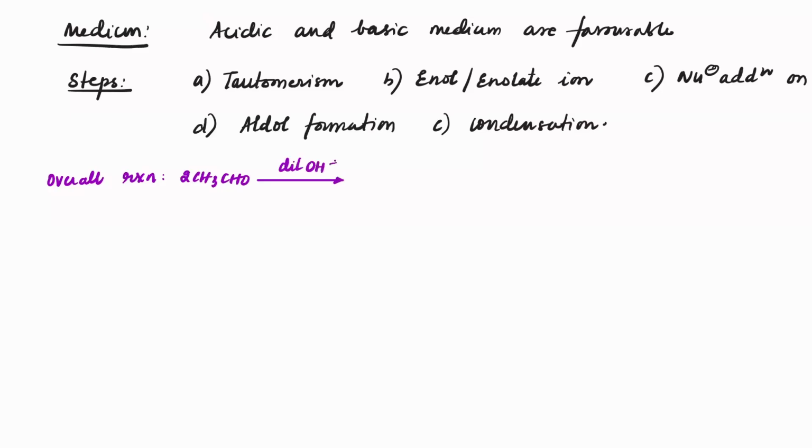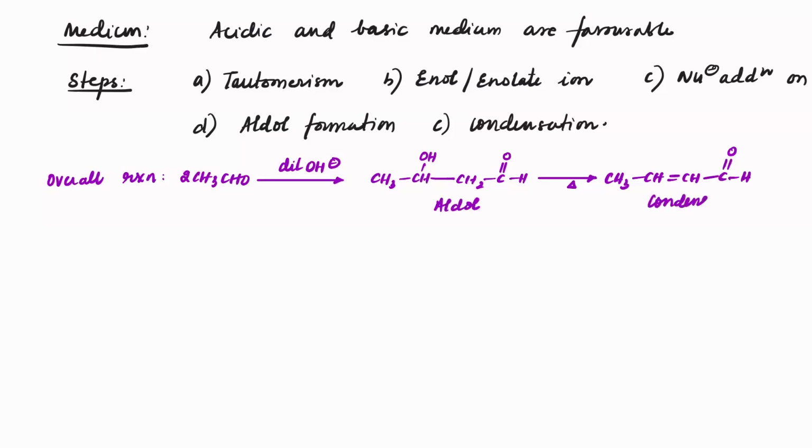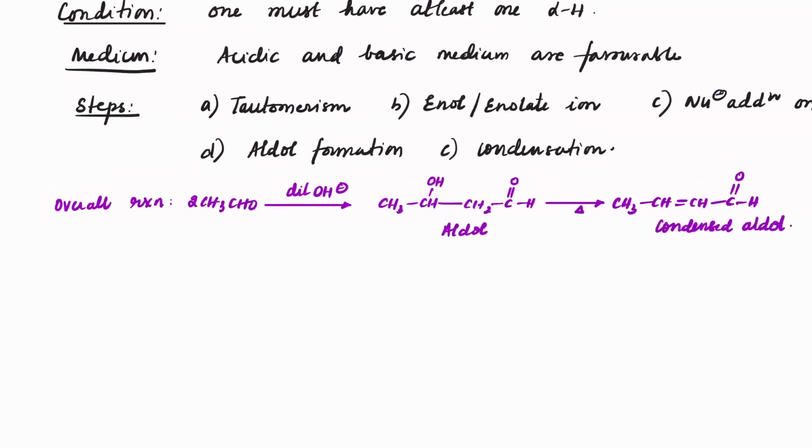In that case, the final product you will get here is CH3CHOH CH2 C double bond OH. But on heating, if heat is also given, then you'll write the overall product as an alpha beta unsaturated aldehyde or ketone. Correct? So this is the product. This is called aldol, and this is the condensed aldol. Done. So this is the overall reaction.